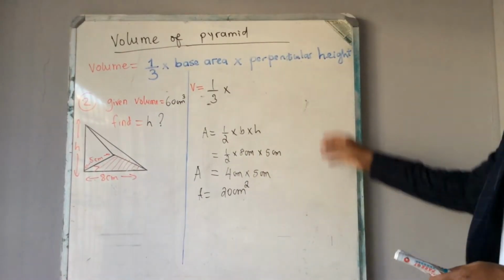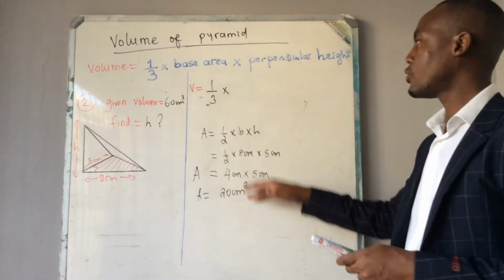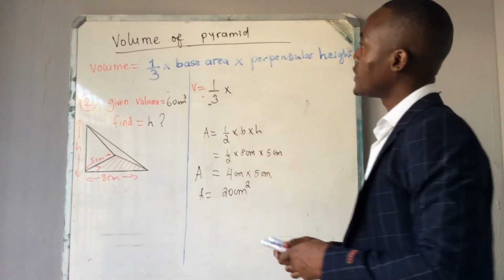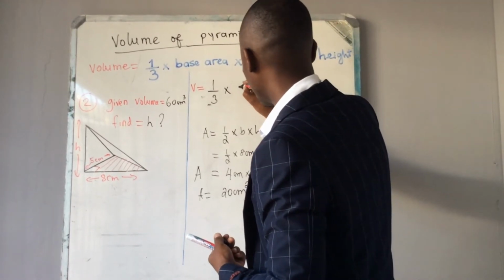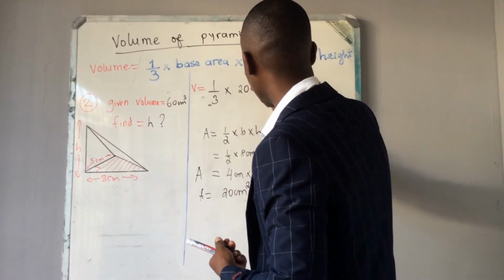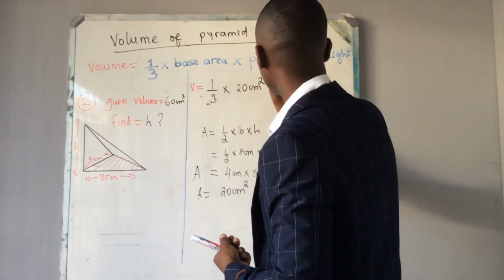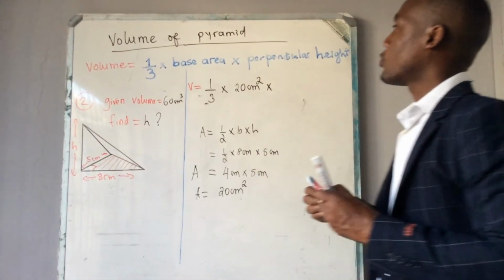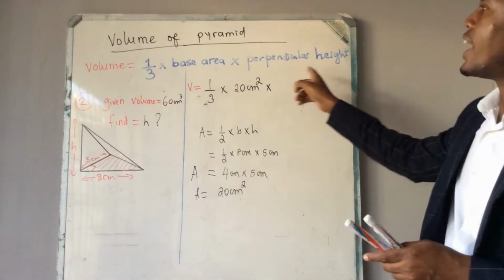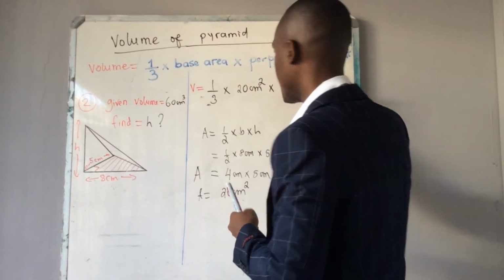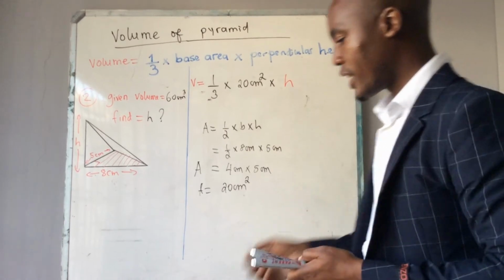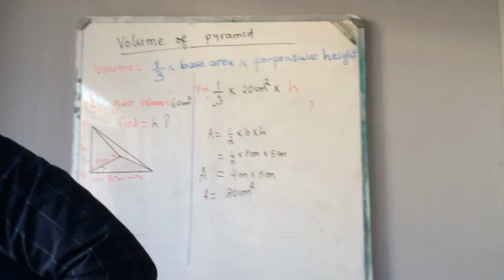Now, that's the first step. So we're going to plug this value into the volume formula. So we have here 1/3 times 20 centimeters squared times the perpendicular height, which we do not know because it's not been given to us. So we're going to put h here.